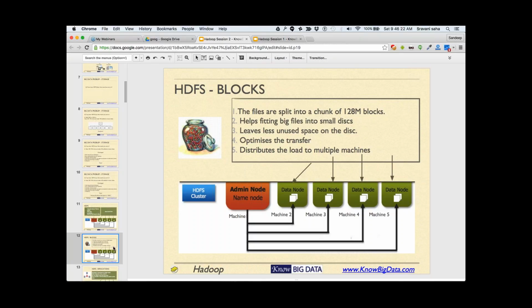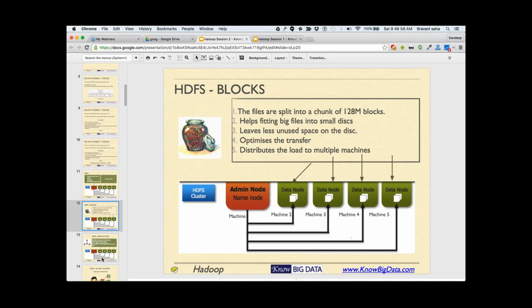So in here also, if you are storing a 1 TB file, HDFS will not have a problem with it. It will consider it a file made up of many small files. Now, why did it break the big file into small files? So that big files can fit into small disks. Similarly, it leaves less unused space on the disk, optimizes the transfer, and distributes the load to multiple machines.